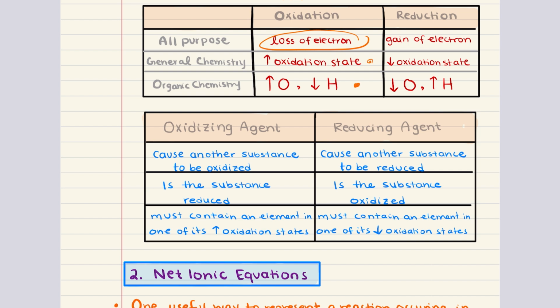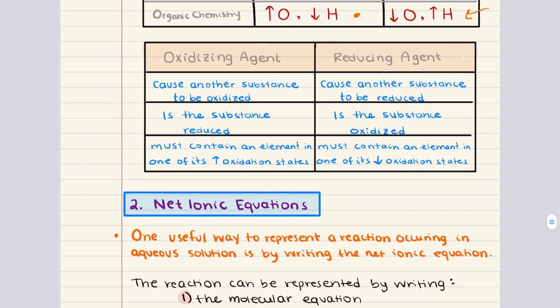For reduction, the all-purpose definition is that you gain electrons. It is the gain of electrons. In general chemistry, reduction is the process that is marked by a decrease in the oxidation state. In organic chemistry, reduction usually involves the loss of oxygen or the gain of hydrogen. Now, the substances that facilitate these processes are known as oxidizing and reducing agents.